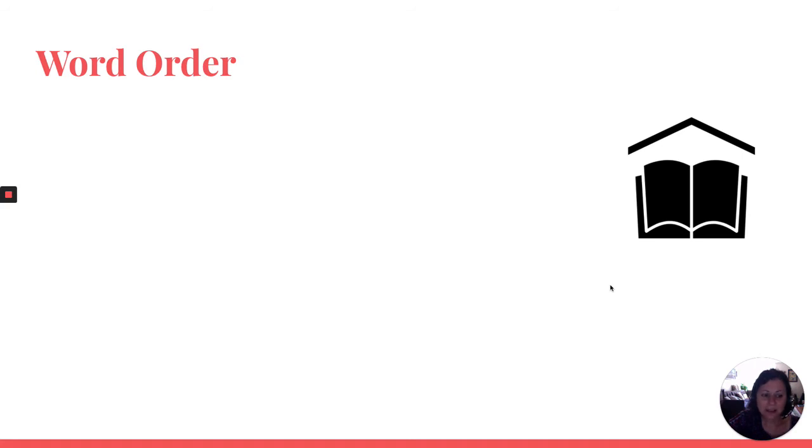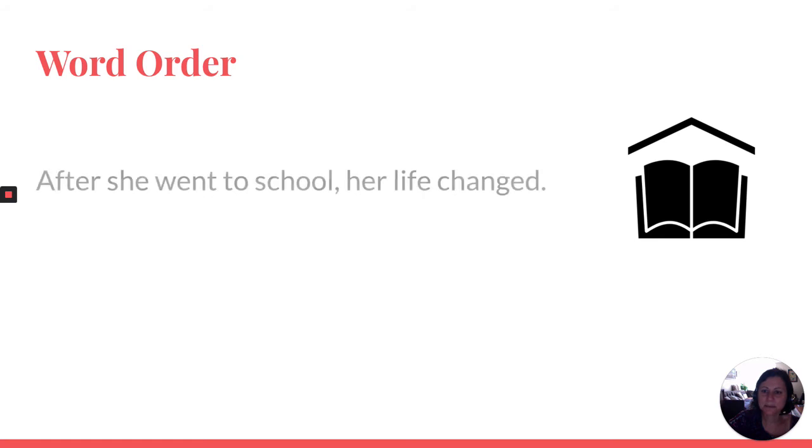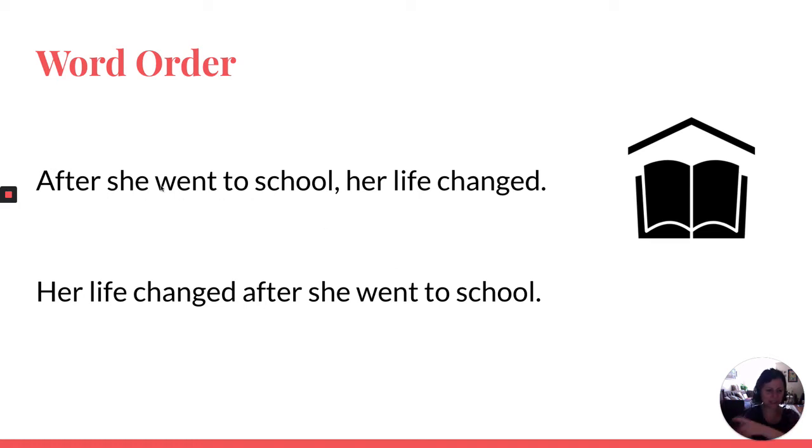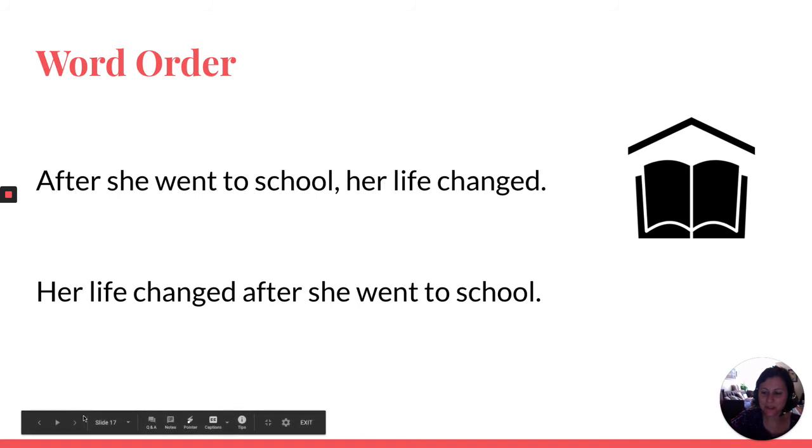Now I want to talk a little bit about word order. Complex sentences are a little bit different from compound sentences because you can move clauses around. For example, after she went to school, her life changed. But you could also say, her life changed, so you bring this part here to the beginning of the sentence. Her life changed after she went to school. And then I'm switching the order. You can do that with complex sentences.